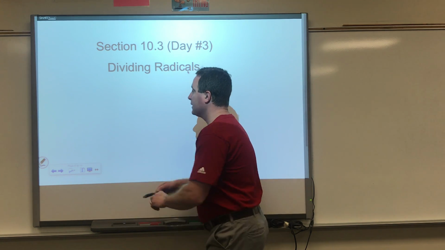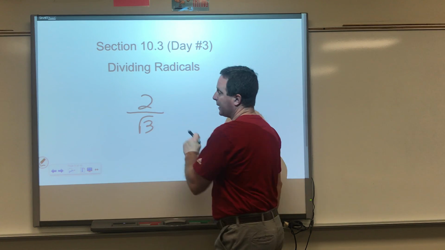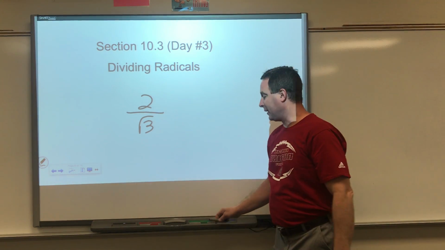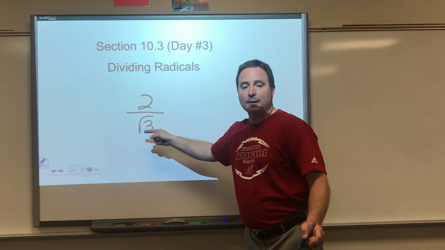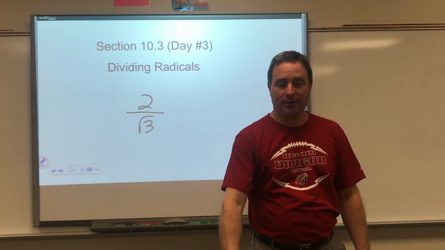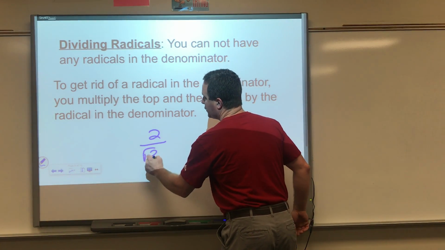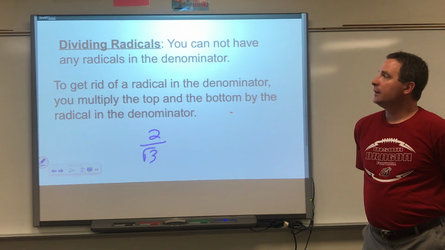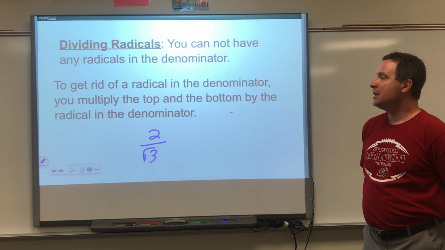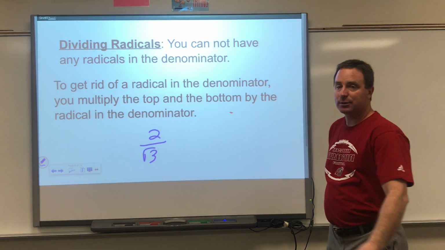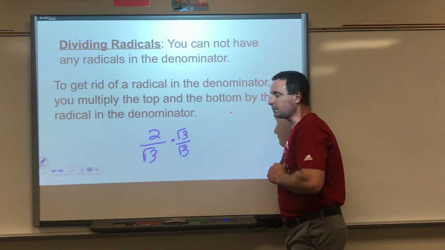So for example, if I had 2 over the square root of 3, we're not allowed to have our answer in that form. We're not allowed to have this radical in the bottom. So how do we go about getting rid of it? If I had 2 over the square root of 3, the way we get rid of a radical in the denominator is we multiply the top and the bottom by that radical that is in the denominator. So I'm going to multiply the top and the bottom by the square root of 3 over the square root of 3.